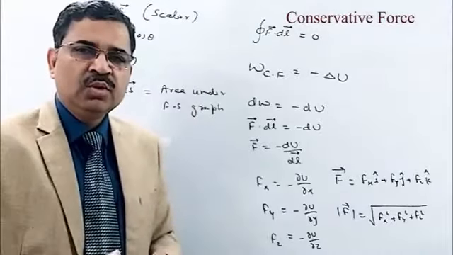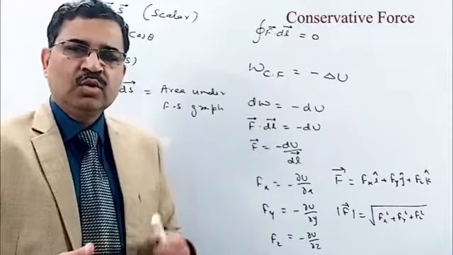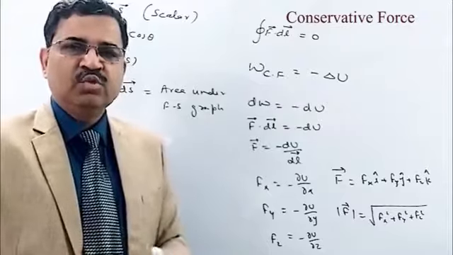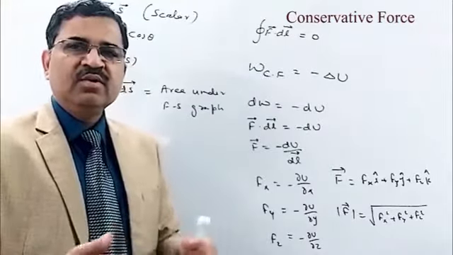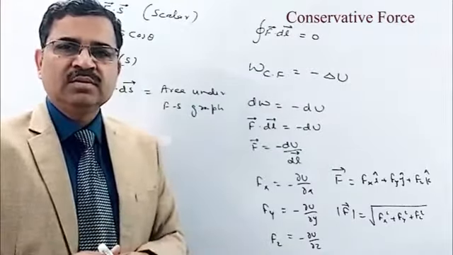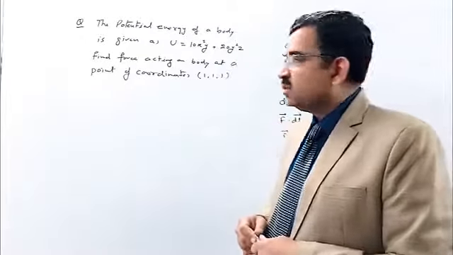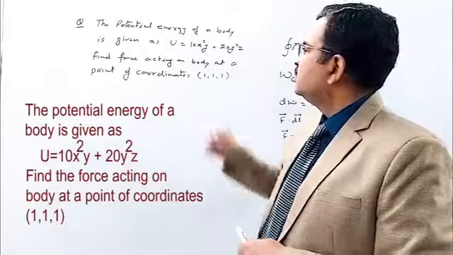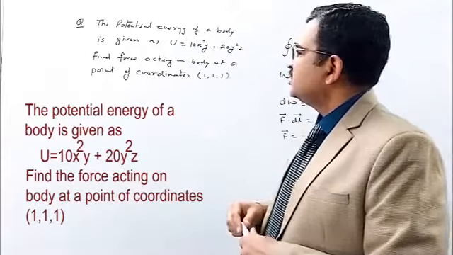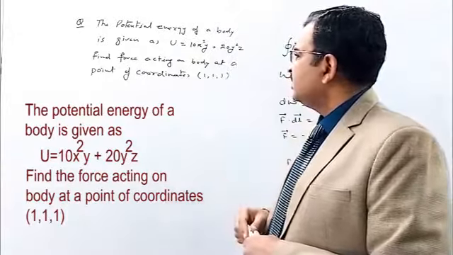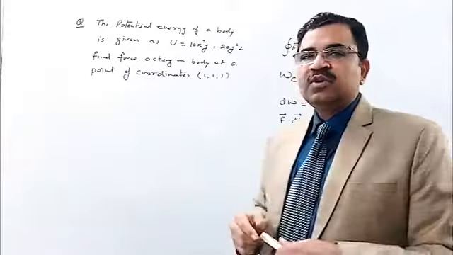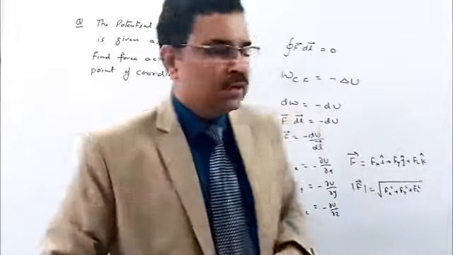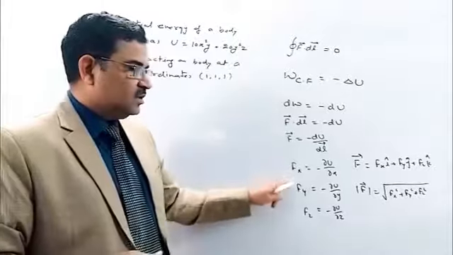This means if you know the function of the potential energy, or the relation of the potential energy with respect to position, you can find the value of the conservative force acting on the bodies. Now let us take this question, students: the potential energy of a body is given as U equal to 10x square y plus 20y square z. Find the force acting on the body at a point of coordinates 1, 1, 1. Now the answer of this question we can find using this partial differentiation.